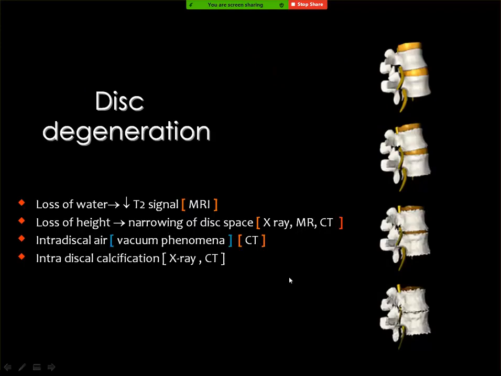Actually, you know that I have mentioned that disc degeneration passes into 3 stages. Actually, there are 4. The first one is loss of water. The second one is loss of height. The third one is the development of intradiscal air, which is known as vacuum phenomena. And the last one is the development of intradiscal calcification. And because of its rarity, I excluded it from the types of disc degeneration.